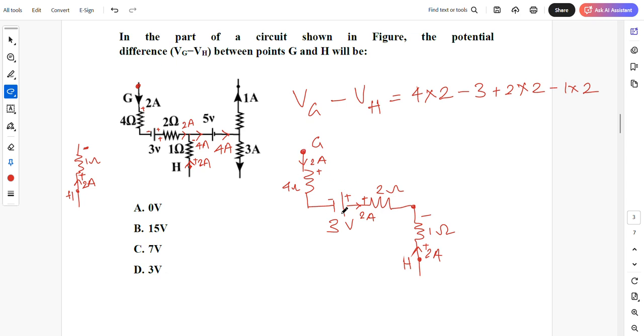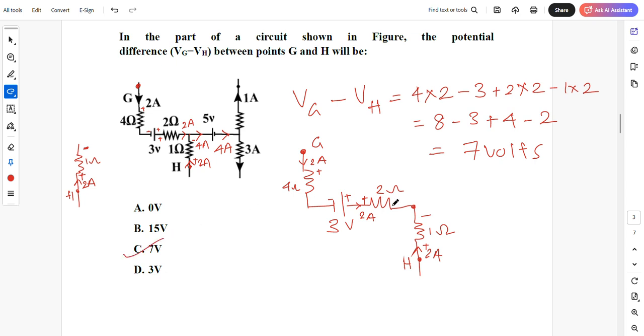So if I move from G to H, plus of 2 into 4 that I have written, minus of 3 because I am getting the negative value of the cell, minus of 3 that I have written here. Plus of 2 into 2, again minus why? Because we are going against the current, minus of 1 into 2. How much is this? 8 minus 3 plus 4 minus 2. 8 minus 3 is how much? 5 plus 4, 9. 9 minus 2, 7 volts is the right answer.